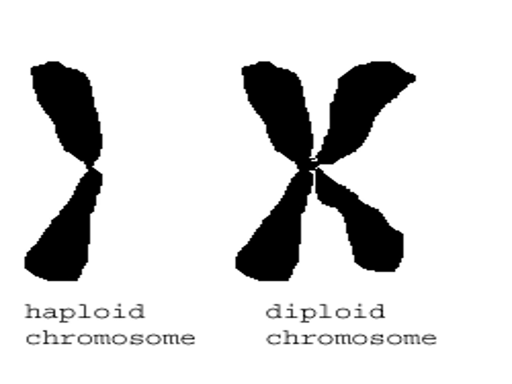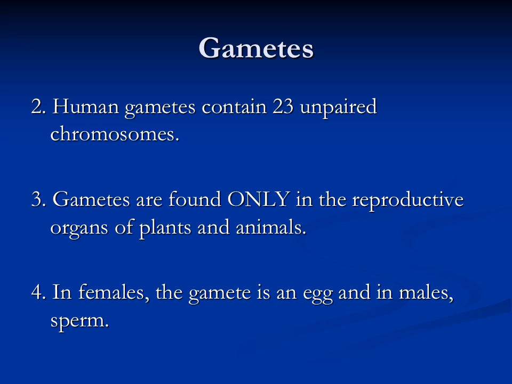So back to this picture. Haploid chromosomes, those are gametes. So those are sex cells that are either from mom, which are eggs, or sperm from dad. And the diploid is when you have the 46 total. So human gametes contain 23 unpaired chromosomes. Gametes are found only in the reproductive organs of plants and animals, and again, in females, the gamete is in an egg, and in males, it is sperm.